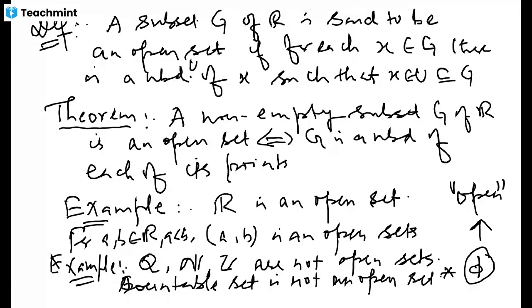So it's done now, and now let's work on the proof of this theorem, in which we have to show that a set is open if and only if it is the neighborhood of each of its points. We first suppose that the set is open. Suppose that G is a non-empty set and it is open.